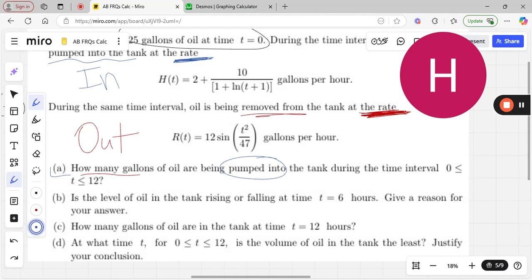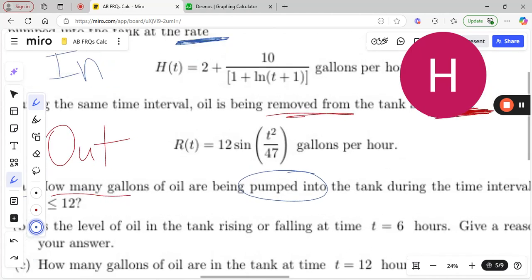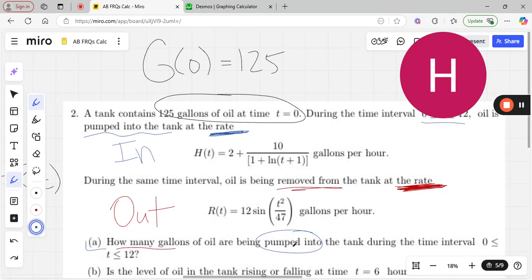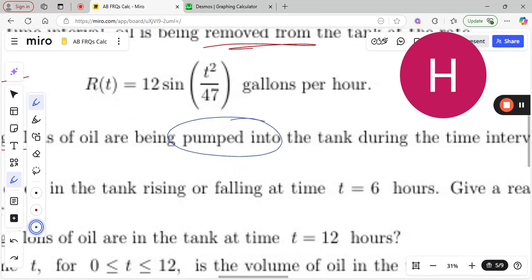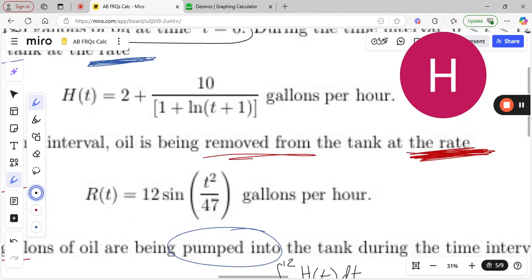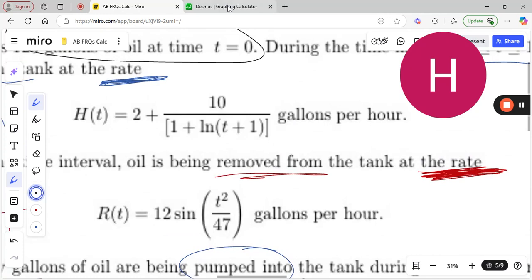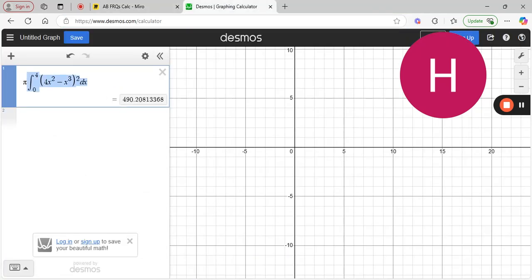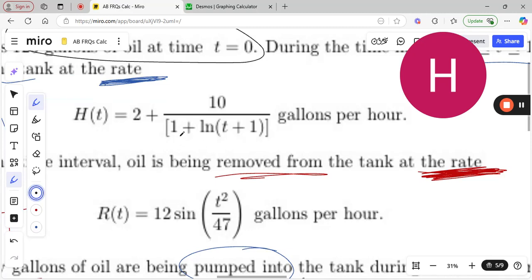So how do we find the number of gallons? We have a rate of gallons. So the number of gallons pumped into the tank is literally just the integral from 0 to 12 of h. Okay, so just plug that in very carefully. Integral from 0 to 12 of 2 plus fraction 1 over 1 plus ln of, what was it, x plus 1? Is that what all that was? Yeah, 1 plus ln x plus 1.